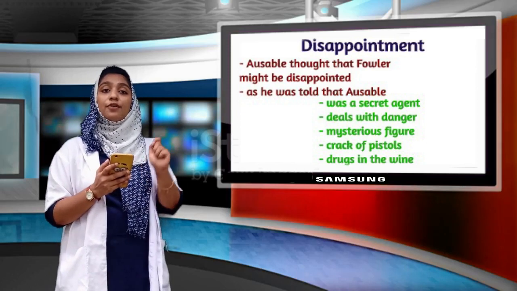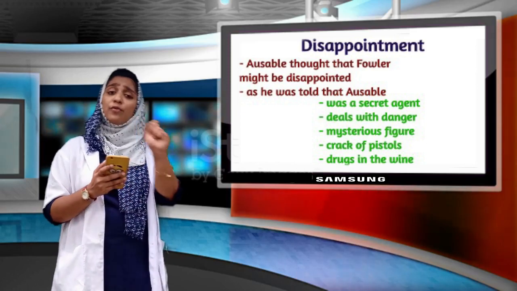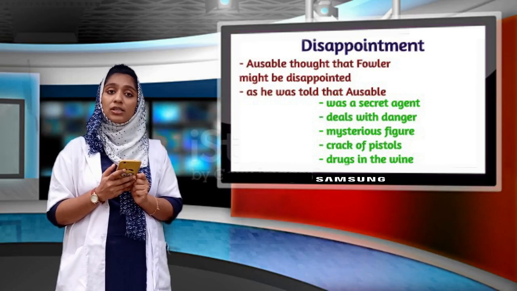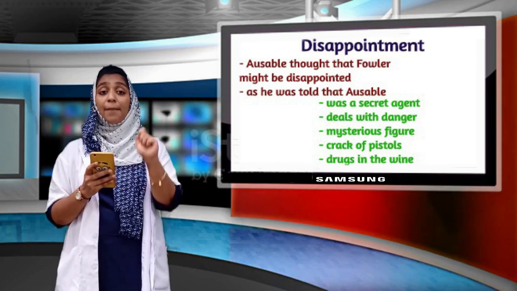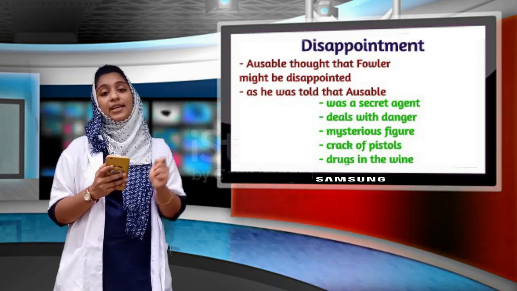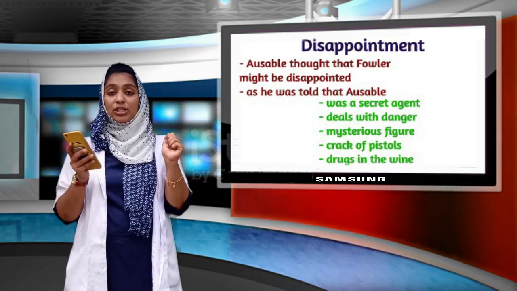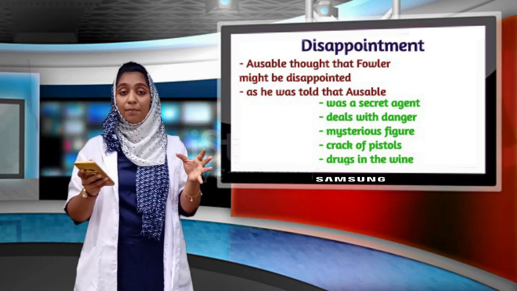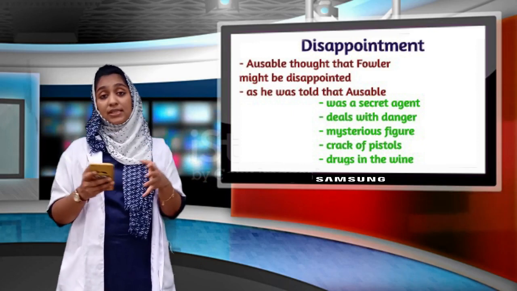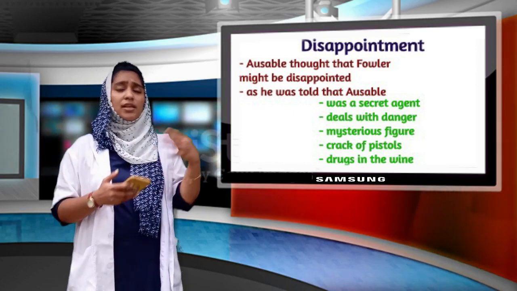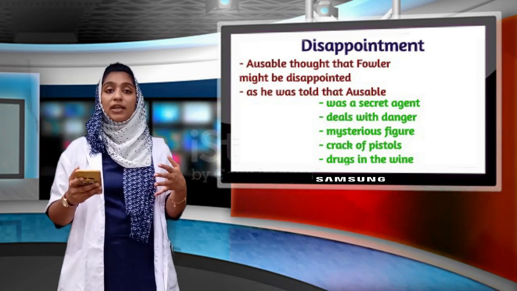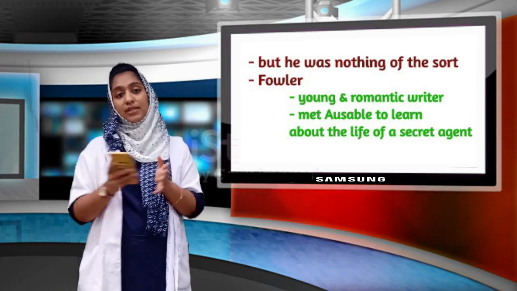Ausable understood that Fowler might be disappointed. Why was Fowler disappointed? Because Fowler had heard about Ausable. He was a secret agent. He deals with danger. He will be a mysterious figure. And there will be crack of pistols and drugs in the wine, and so on. But nothing of that sort happened here.